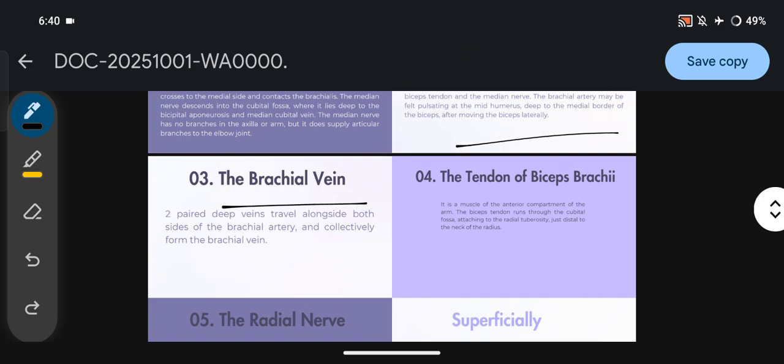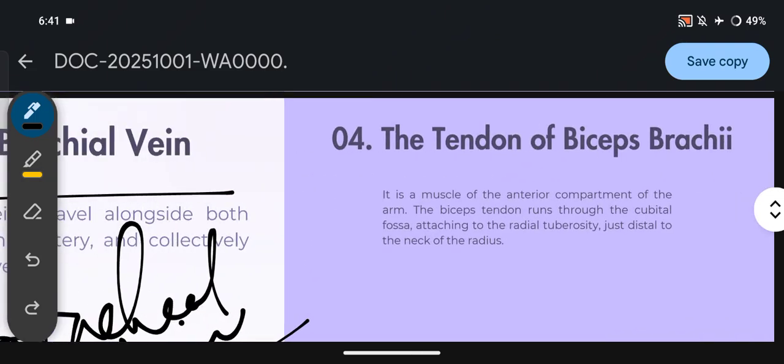Then the brachial vein. Two paired deep veins travel alongside both sides of the brachial artery and collectively form the brachial vein. So what is the brachial vein? The two paired deep veins travel alongside both sides of the brachial artery and collectively form the brachial vein. Then the tendons of the biceps brachii.